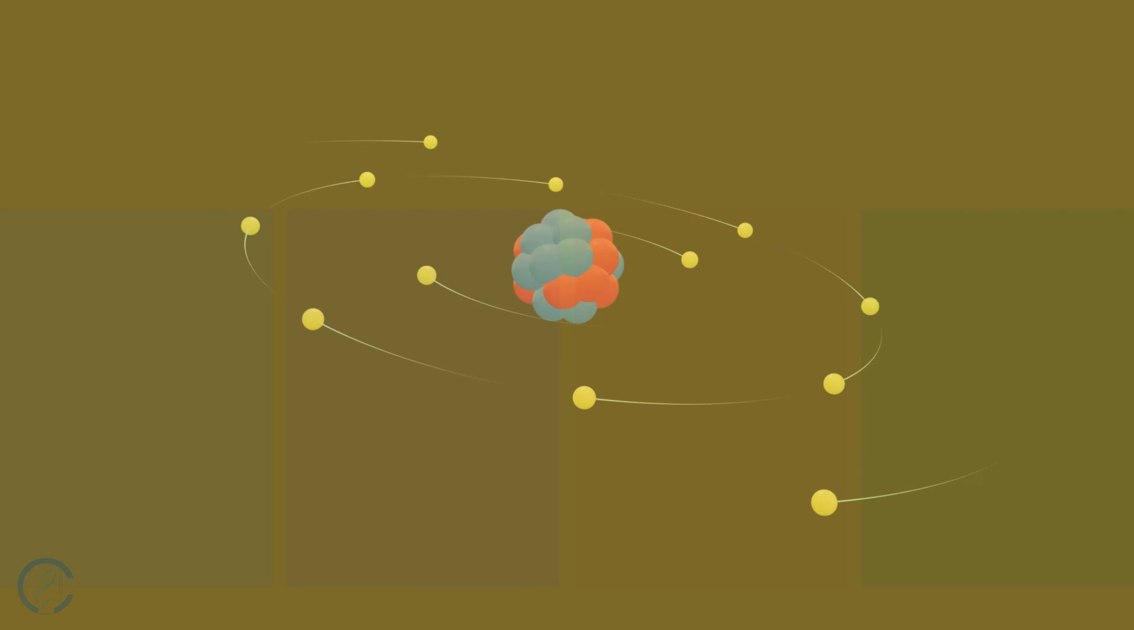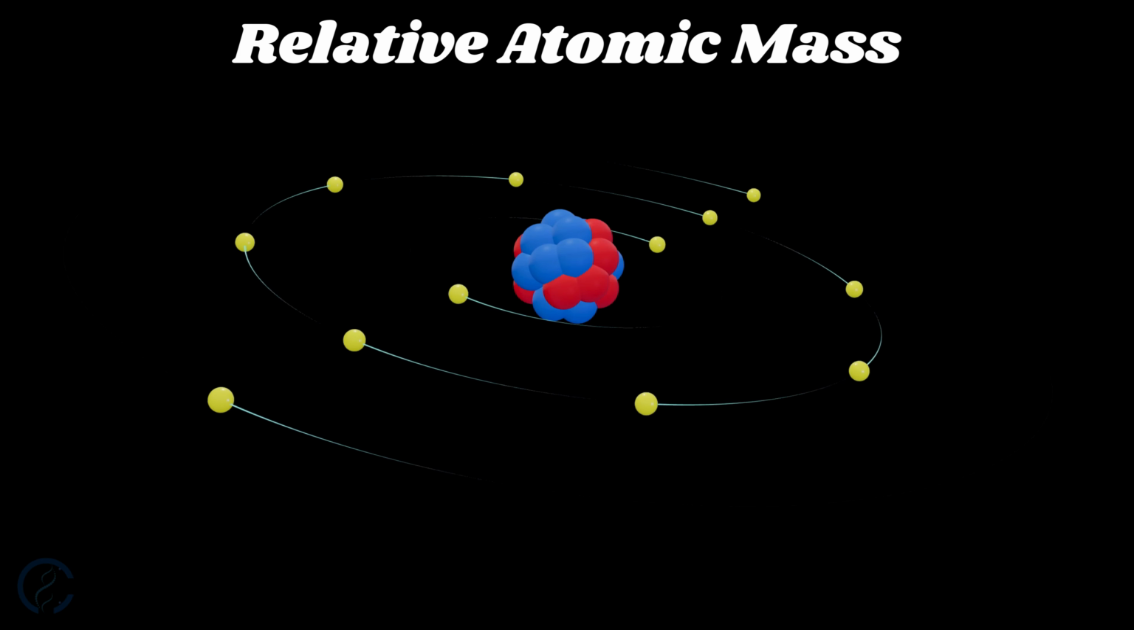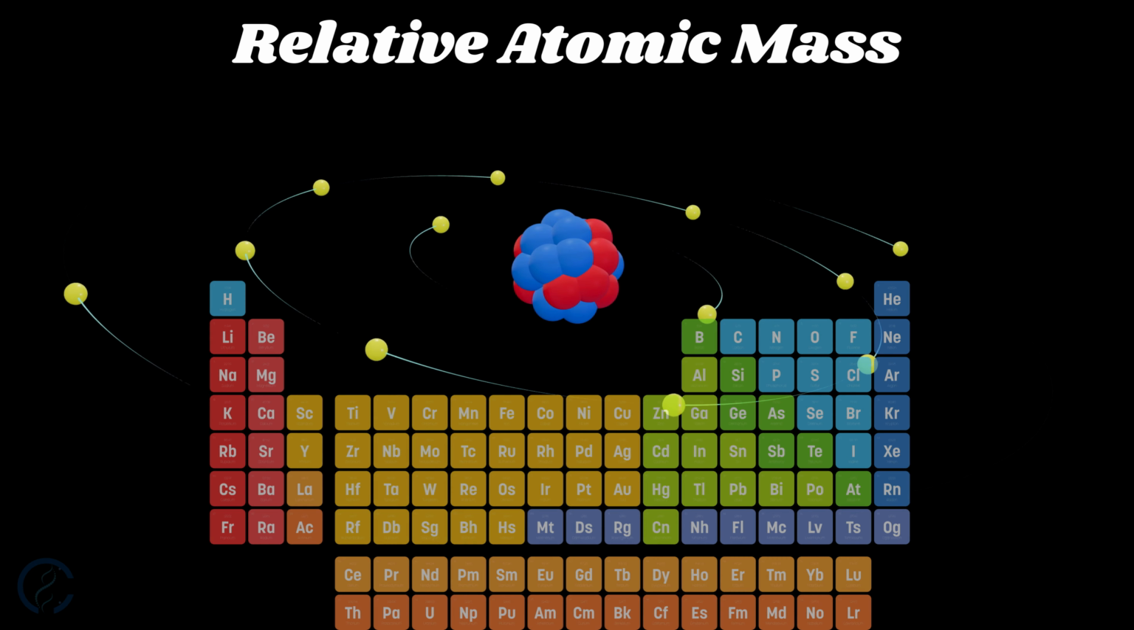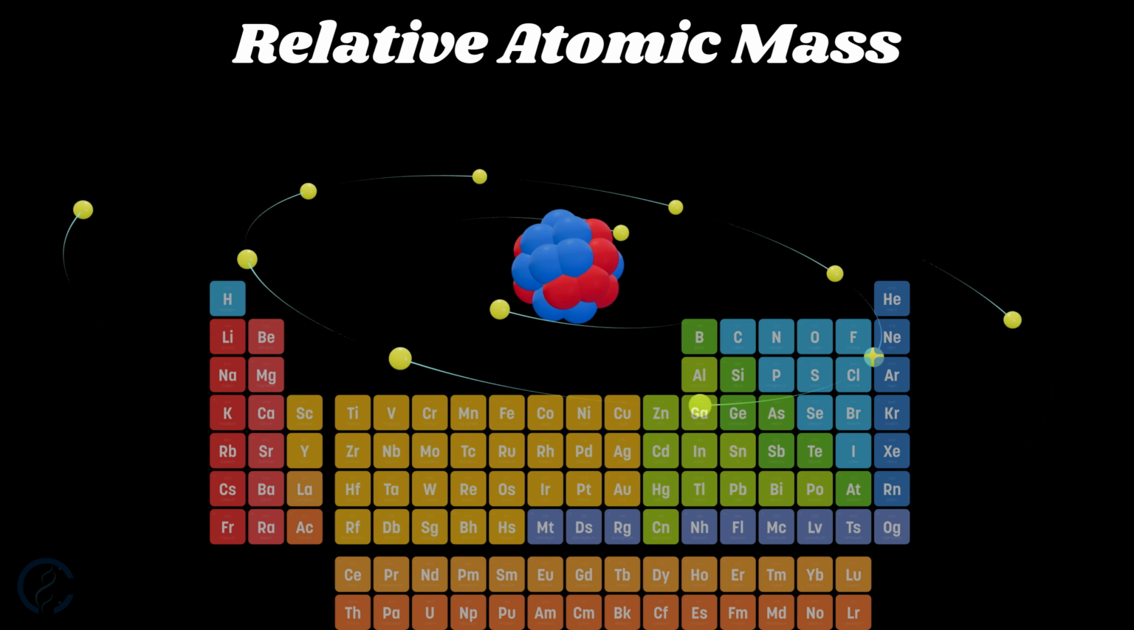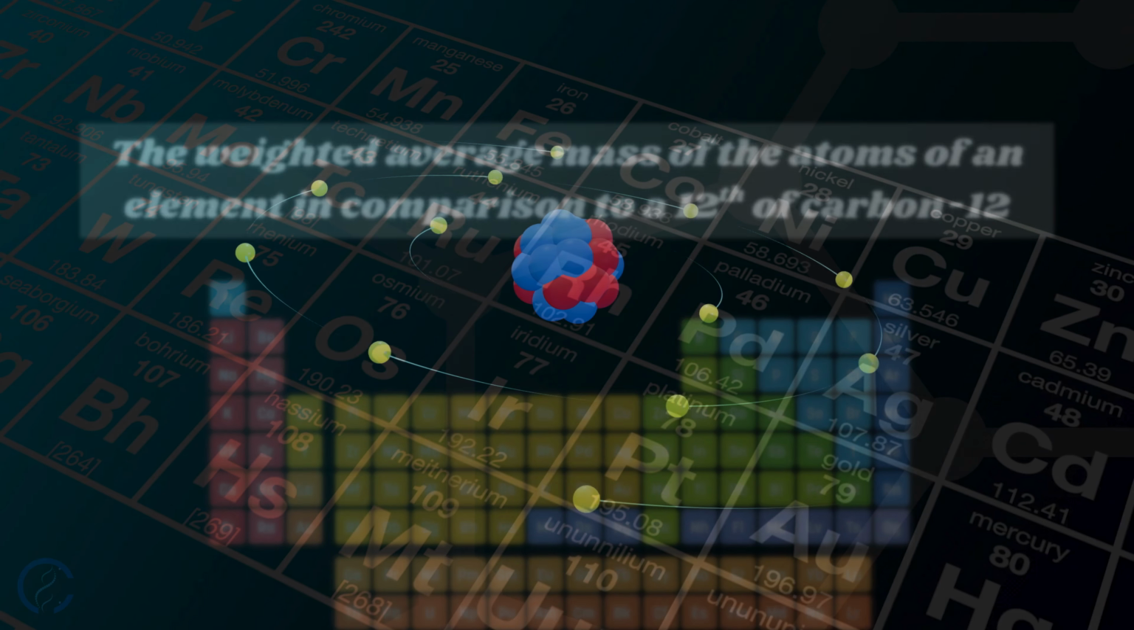Let's start! Firstly, what is relative atomic mass, and how do we identify it from the periodic table? Relative atomic mass is the weighted average mass of the isotopes or atoms of an element in comparison to 1/12 of carbon-12. It is identified from the periodic table by looking at the numbers beside the elements, and the bigger number, sometimes written as a decimal, is the relative atomic mass.